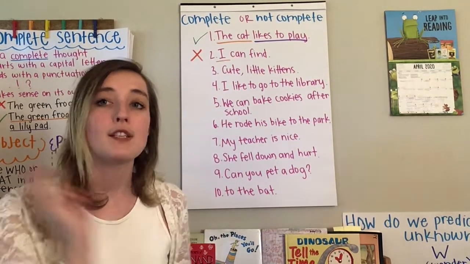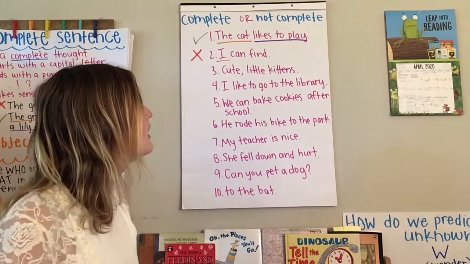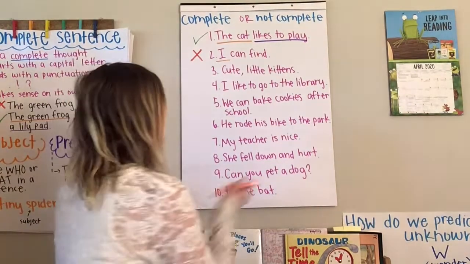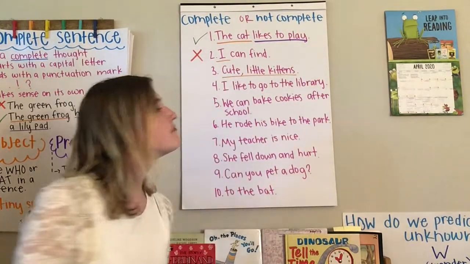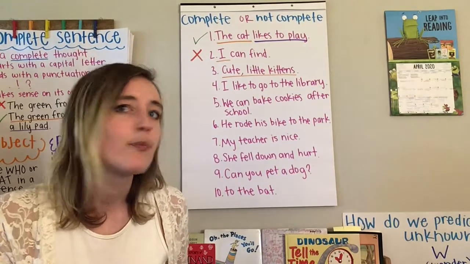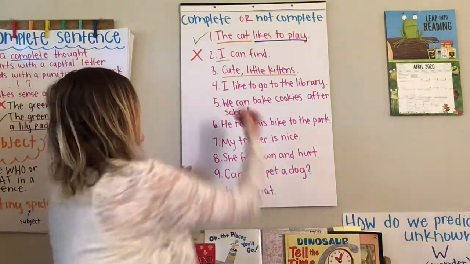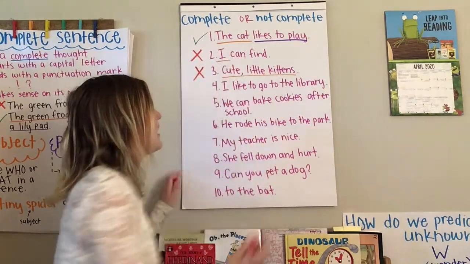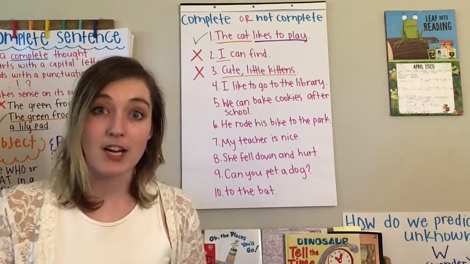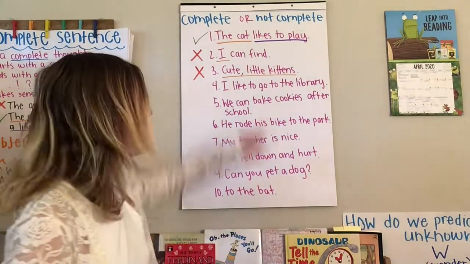All right, now we're going to get into number three. Number three says, cute little kittens. Okay, so the subject is the kittens, and they are cute. Does it have any predicate? Are they doing anything? Nope, this is not a sentence. So number three is not a sentence. Remember, to make a complete sentence, they have to do an action and follow through with it.